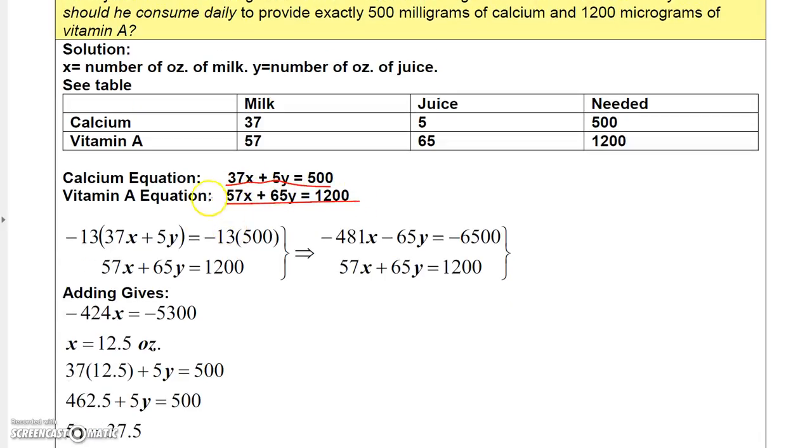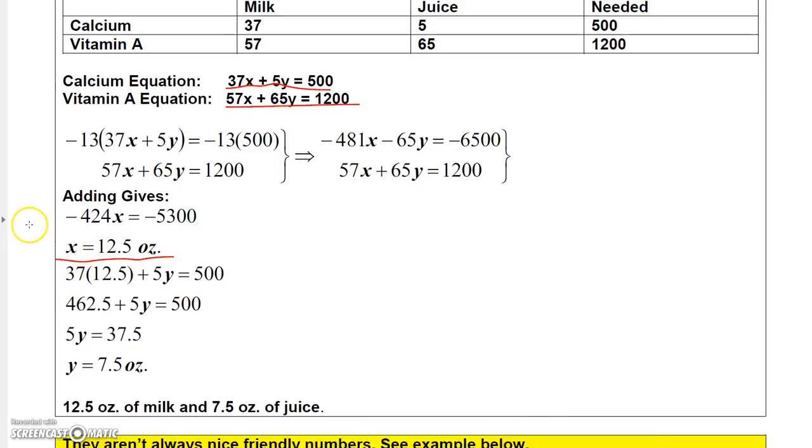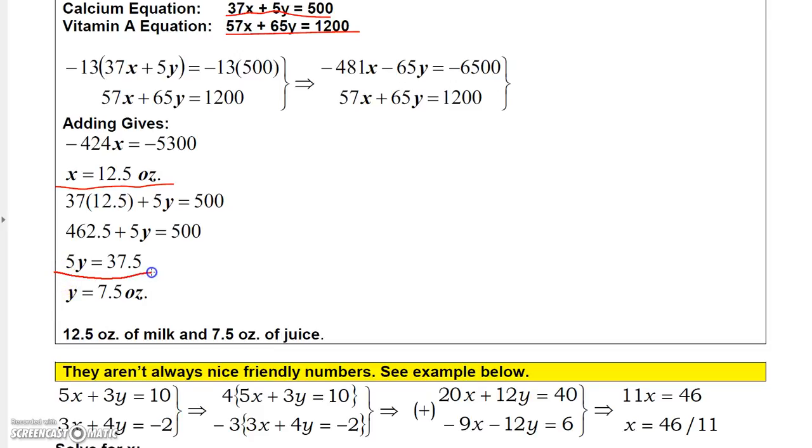And you'll notice here I had to multiply the first equation by -13 so that I could eliminate the y's. And then when I eliminated the y's by adding them together, I was able to solve for x. And so I got x equals 12.5 ounces. And then I took that x value and plugged it back into the first equation and solved for y. And I got y equals 7.5 ounces. So it takes 12.5 ounces of milk and 7.5 ounces of juice to satisfy the conditions that it's asked for in this problem. Read the rest, and that'll do it.